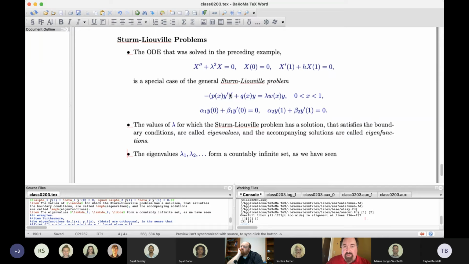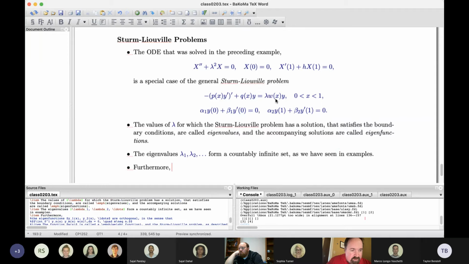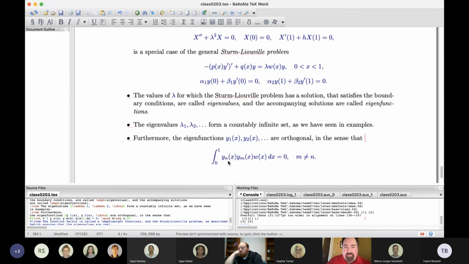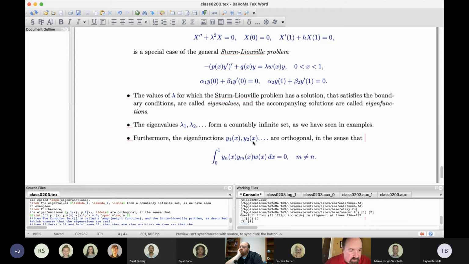What's known about Sturm-Liouville problems in general is that we have a countably infinite set of eigenvalues that satisfy this equation and boundary conditions. We also know that whatever solutions we get, the eigenfunctions that go with these eigenvalues, y1, y2, and so on, are orthogonal. What that means is that the integral from 0 to 1, the domain of the problem, of y_m times y_n times the weight function w(x) is 0 whenever m is not equal to n. That's very helpful for finding solutions to initial boundary value problems that are linear combinations of these eigenfunctions.